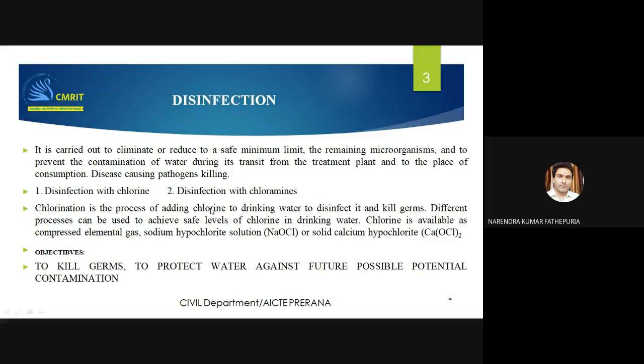Okay. So the common process, disinfection can be done with chlorine only, and disinfection with chloramine. I will go through the reactions, how the chloramine works and how it kills the bacteria and viruses. Chlorination is the very common process. So what is chlorination? It is the process of adding chlorine to drinking water to disinfect it and kill the germs. Different processes can be used to achieve safe levels of chlorine in drinking water. Chlorine is available as compressed elemental gas, or as sodium hypochlorite, NaOCl solution, or calcium hypochlorite solution.